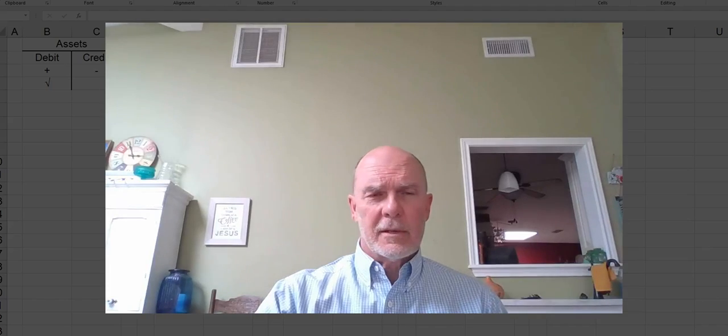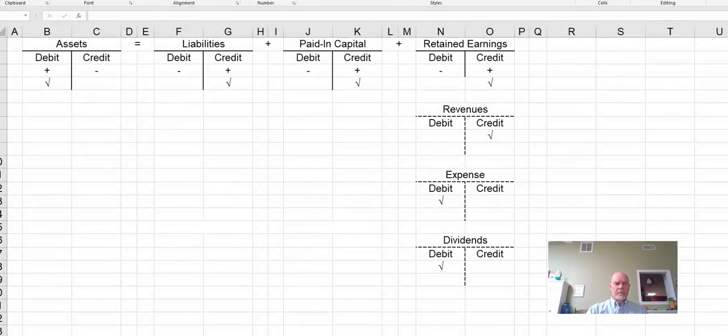In fact, let me get my picture out of the way here. As you'll recall, we took every column in the accounting equation and we split it into two sides, a debit side and a credit side. And then your point of reference is the equal sign in the accounting equation, assets equal liabilities plus owner's equity.